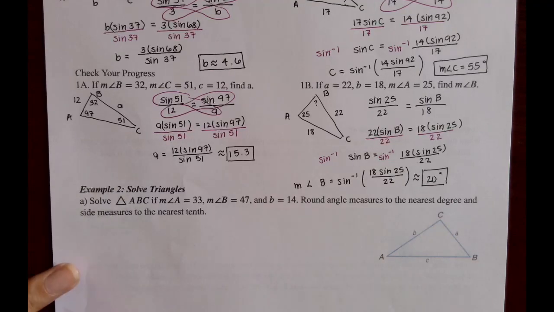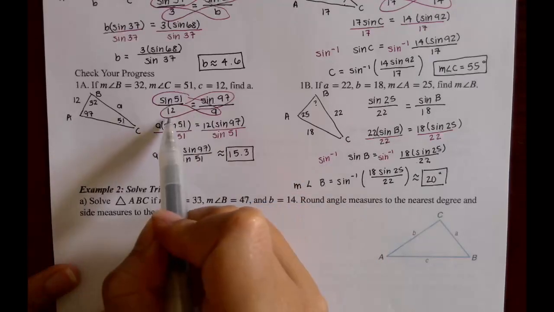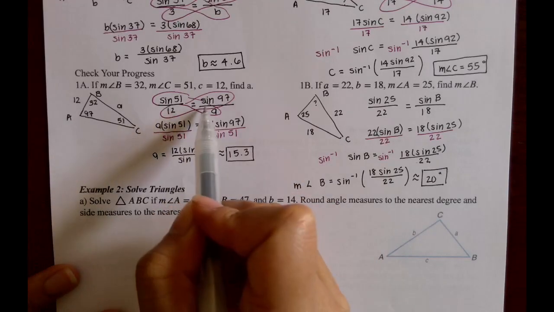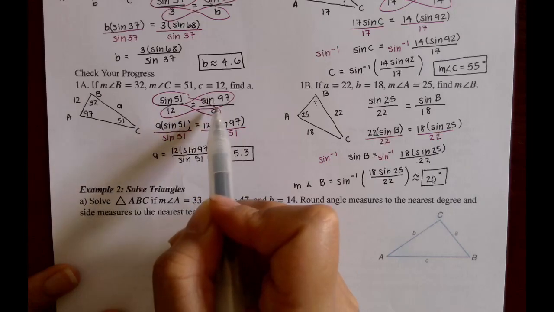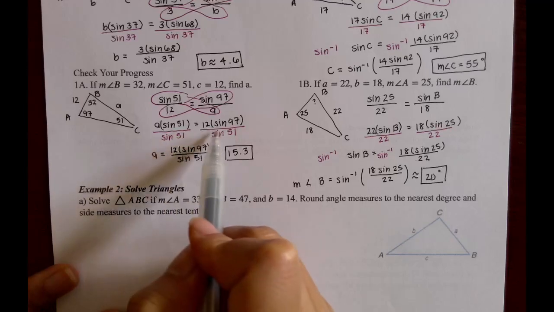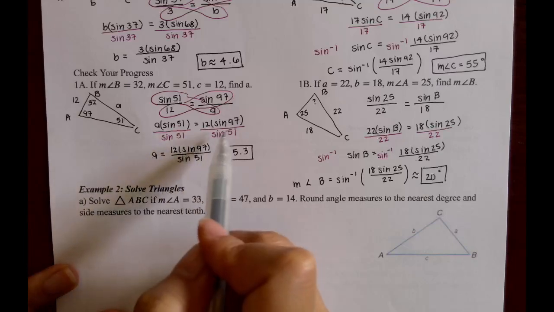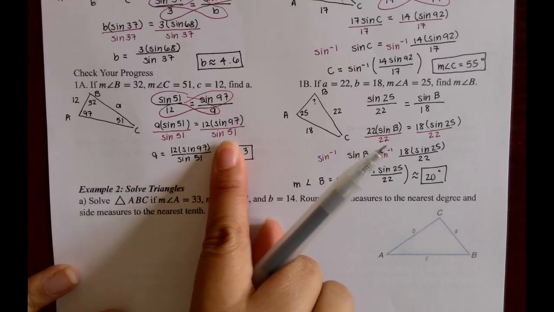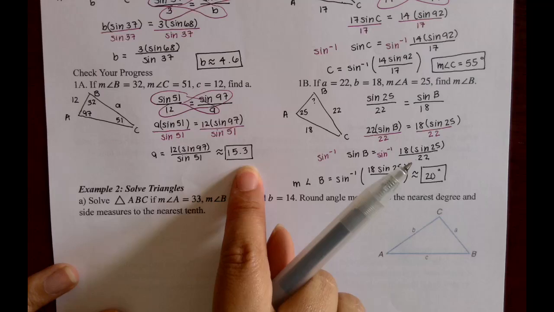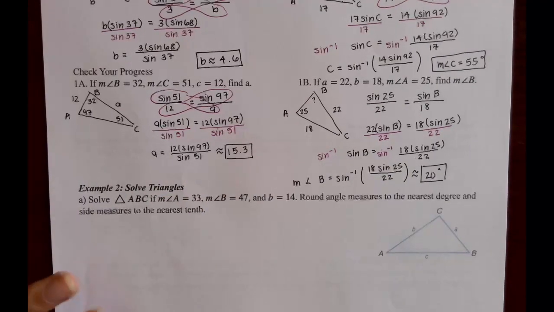Okay, my complete set is C, so that's why I did sine 51 over side C, 12, equals sine A, so sine 97 over the unknown side length of A. Okay, cross multiplied, got A sine 51 equals 12 sine 97. Since they're being multiplied, I divided by sine 51 on both sides, and that gave me this. Okay, then I plugged it into my calculator, and I got this. Okay, so if you're having difficulty with your calculator, please make sure you email me, and then we can go over how to properly enter it in your calculator so you get the right answer. Okay?